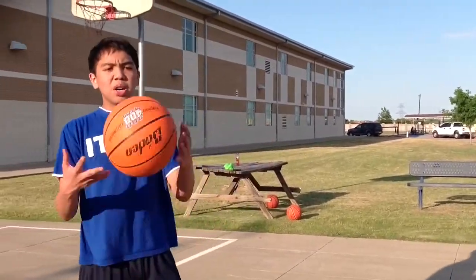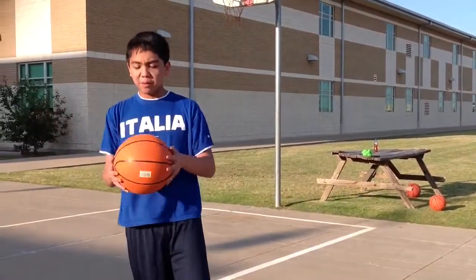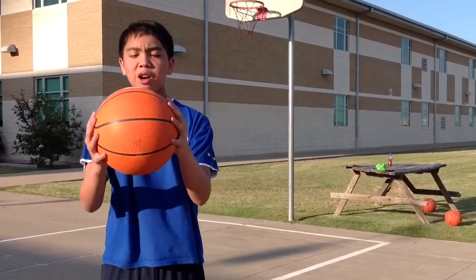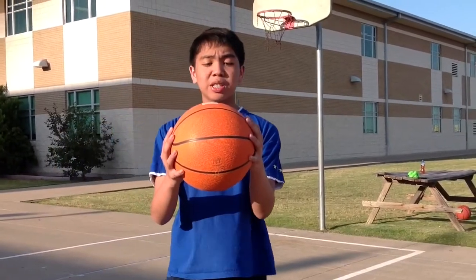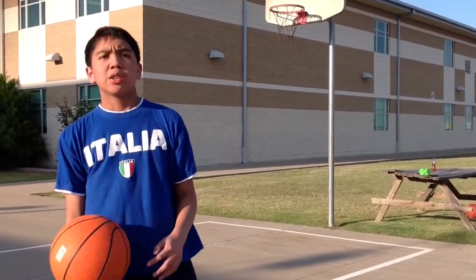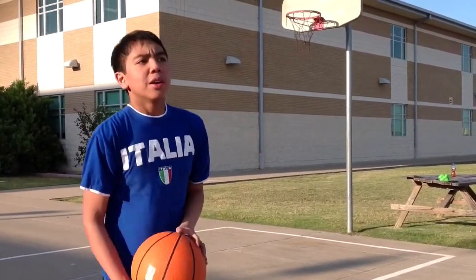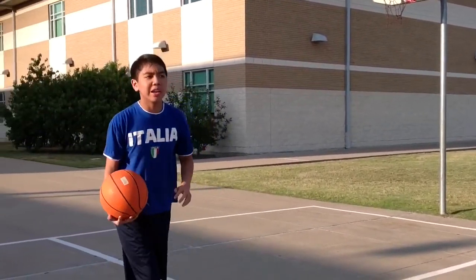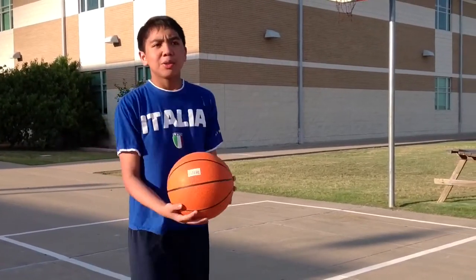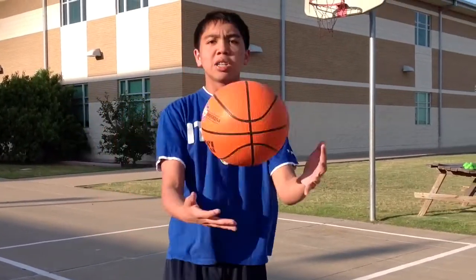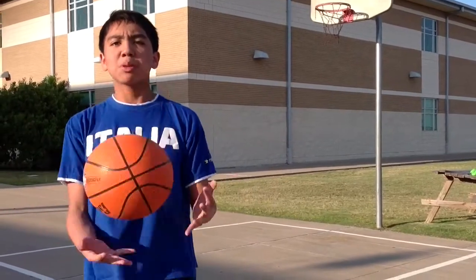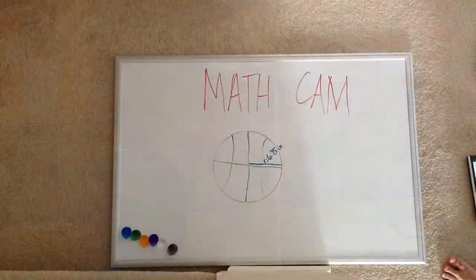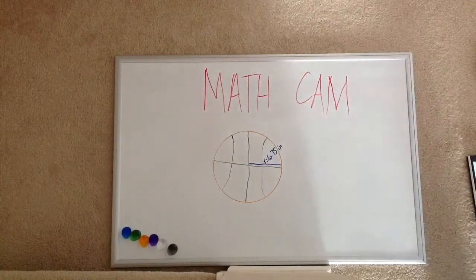So the next ball, number 2, is from Mr. Kevin from Oklahoma, and he asks, "Hey John, can you find the volume of the ball given the radius is 6.75?" Sure, but first we would have to know how to find the volume of the ball, and the formula for the volume of a ball is 4/3 times pi times r cubed.